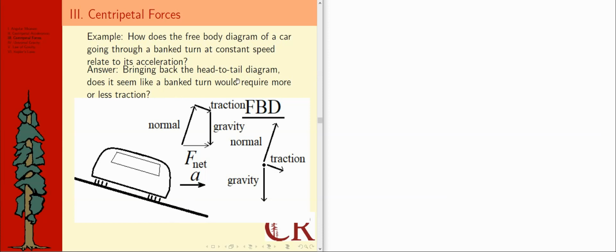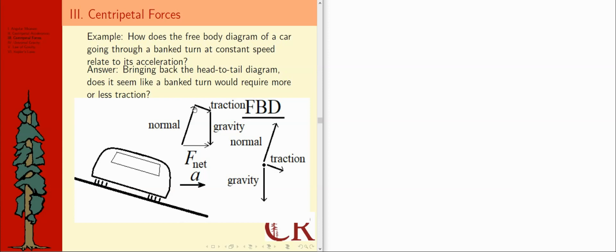If we bring back the head to tail diagram, now we can ask another question, because it says here, does it seem like a banked turn would require more or less traction? So even without doing a calculation, it's useful to be able to manipulate forces based on pictures and look at the connection between the different forces, the net force, and the acceleration to answer a simple question. And my answer to this is the banked turn would require less traction, because if the turn were not banked, the net force would simply be equal to, in that case, horizontal traction force.